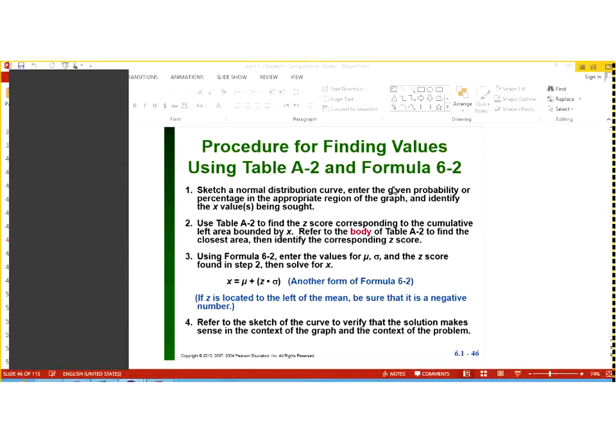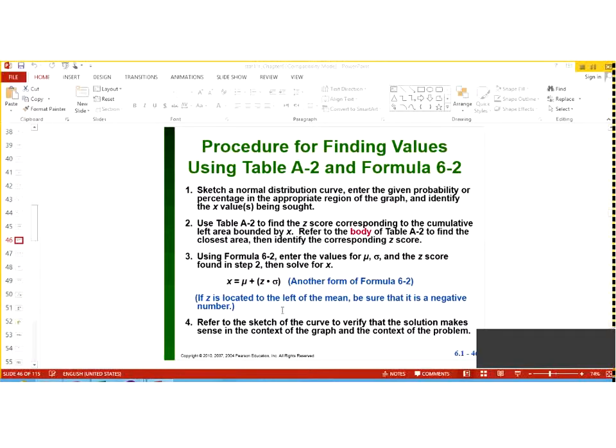So when the probability is given and I'm asked to find X, not the Z score, in order to get X, first I have to find the Z. So I draw the sketch, mark the point and the area that this probability represents, and then find the Z score. Finally, using formula 6.2, enter the values of mu and sigma and the Z score to find X. The formula is X equals mu plus Z times sigma. Mu and sigma will be given in the question, and Z you will find from the table.